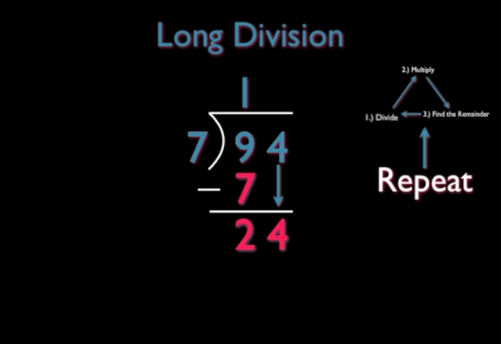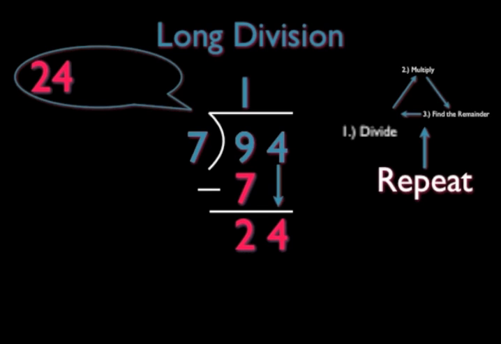Repeating the process, I begin by dividing. So I think 24 divided by 7 equals what now? Well, I can use estimation. How many times does 7 go into 24? Or about how many groups can I get out of 24? I think I can get 3 groups out of 24.